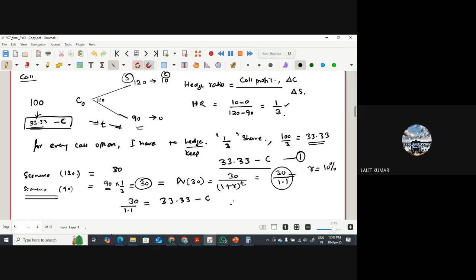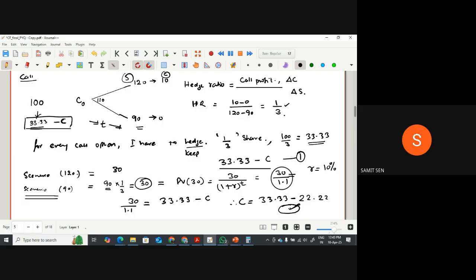And from here you get the C value: 33.33 minus 30 divided by 1.1. How much will it become? 11.128, some value will come. You can calculate. And this is your call premium price. Are all these steps clear to you? Or shall we solve some questions on this concept?